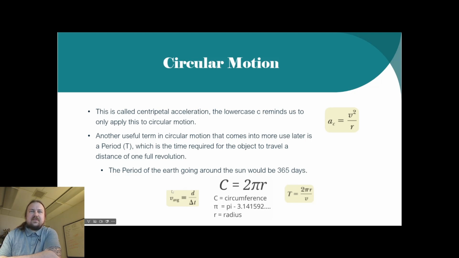Now if you rearrange that equation, you'll end up with this over here. You end up with a period T is equal to the total distance, 2 pi r, of one revolution divided by the velocity at which that revolution is occurring. Okay, so that's one way of finding periods. We'll have a couple of practice problems on that as well.